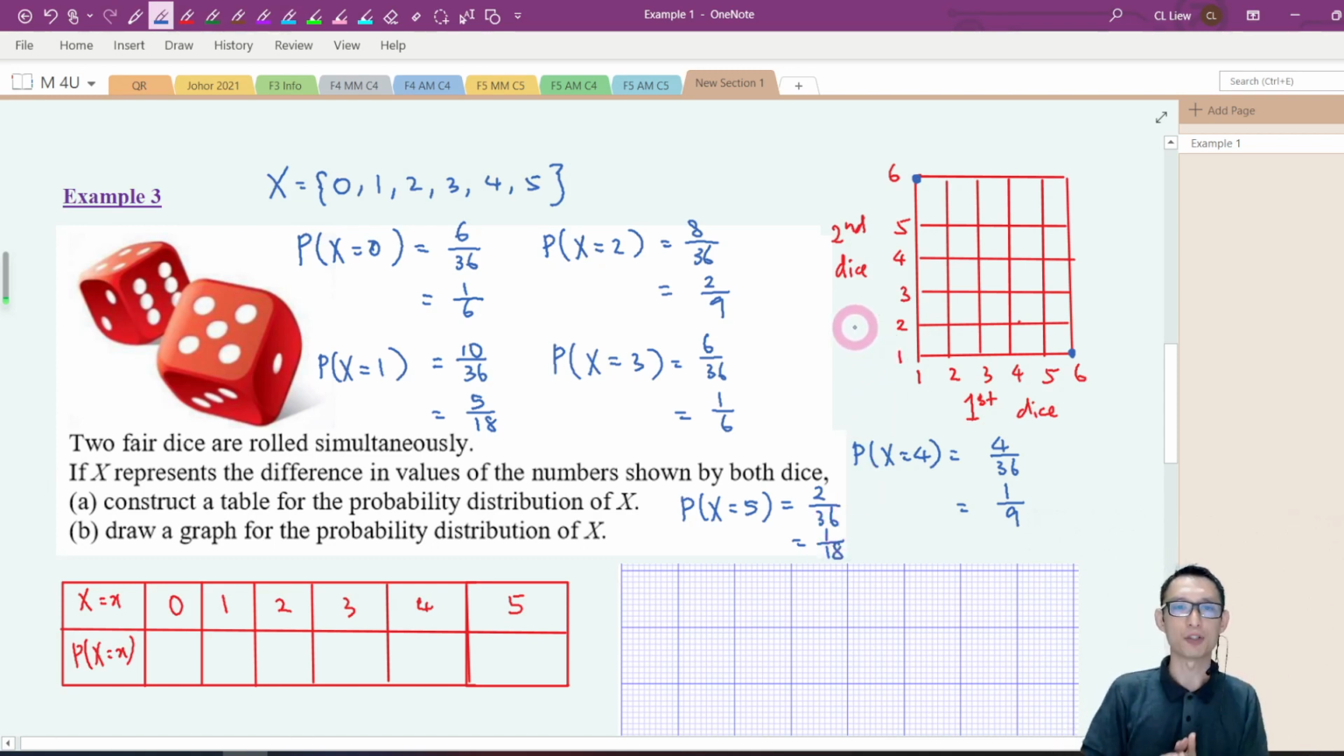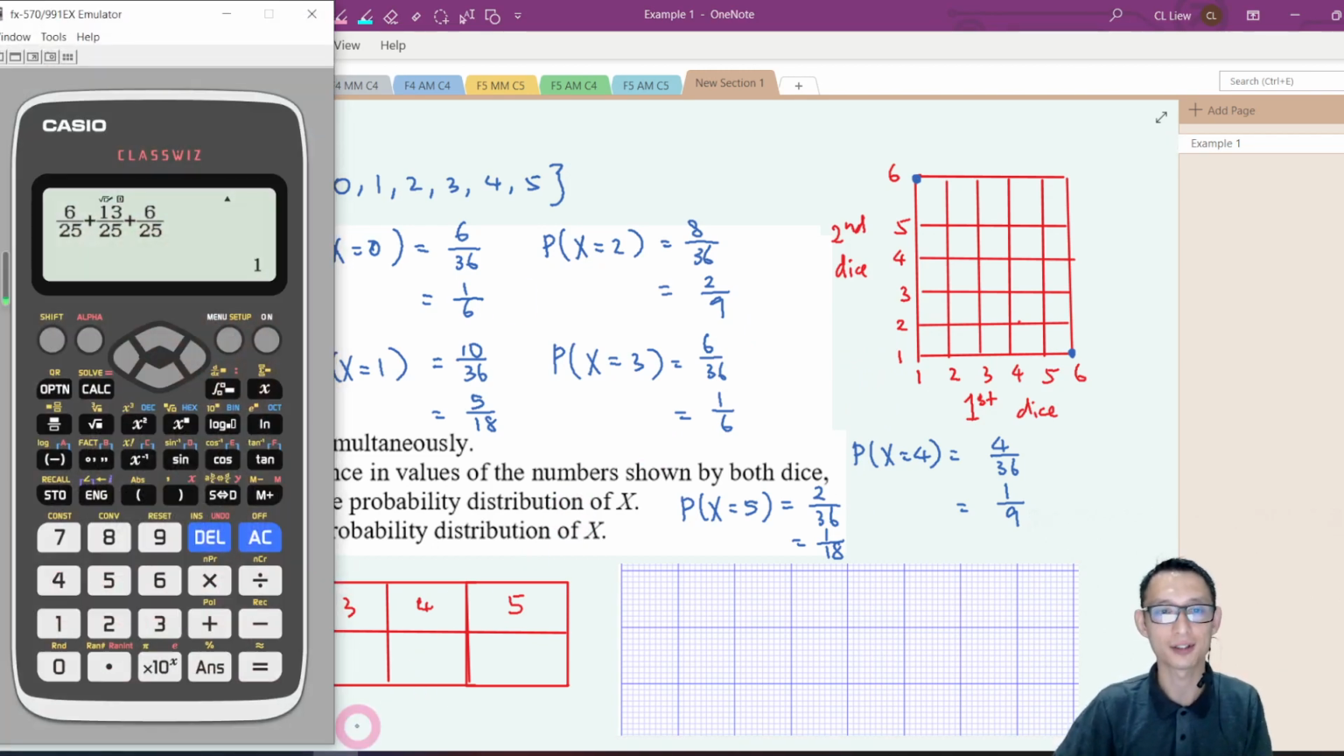Now if you want to double check whether our answer is correct or not, let's find the sum of all these possibilities. The sum among all these probabilities should be 1. If not 1, it means that we did something wrong here.